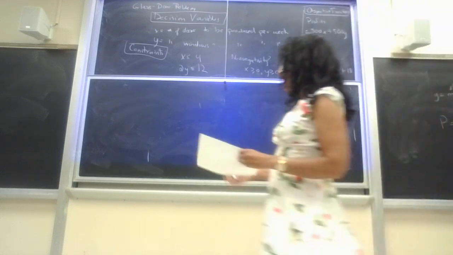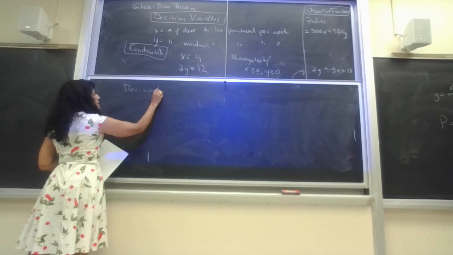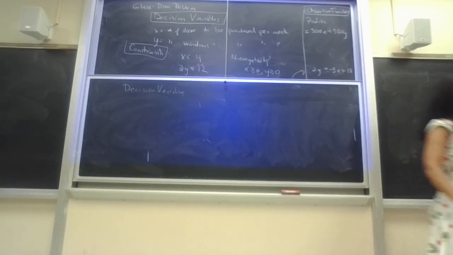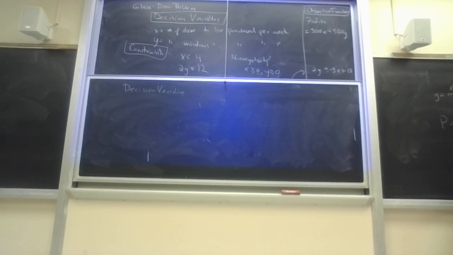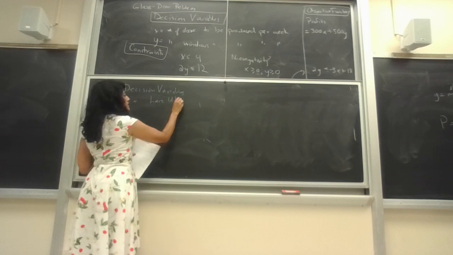All right, so you have decision variables. Those are your sliders. What are they trying to make? What are you allowed to slide around? Number of symbols. Symbols per type, right? So you have like x equals Lars Ulrich symbols.